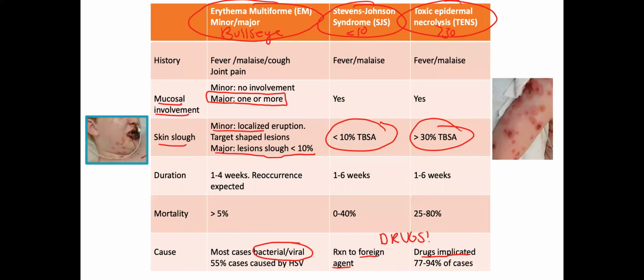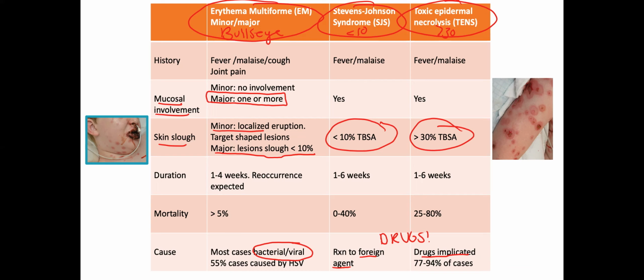Okay, so I think this is super, super duper important. Erythema multiforme, Stevens-Johnson syndrome, and toxic epidermal necrolysis. So basically they're all pretty much the same, except it's the percent of total body surface area. So erythema multiforme is going to be a localized eruption. They've got those target shaped lesions, and they have usually no mucosal involvement. They're going to have less than 10% of their total body surface area.